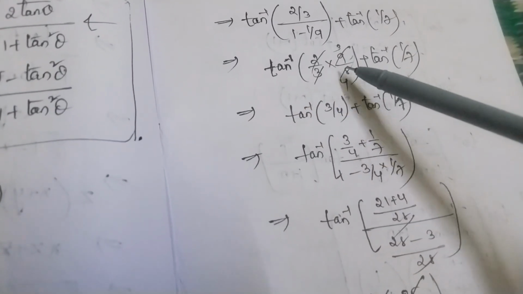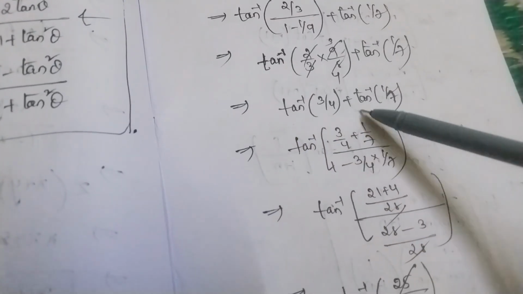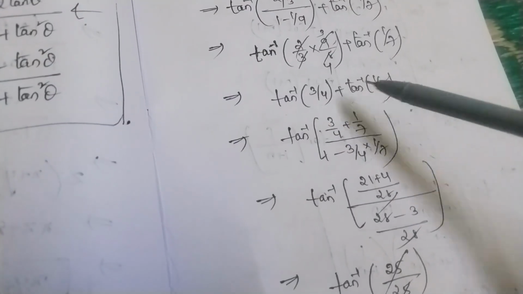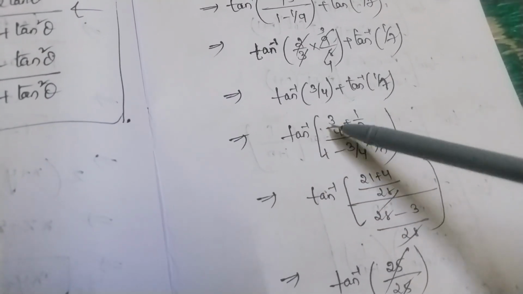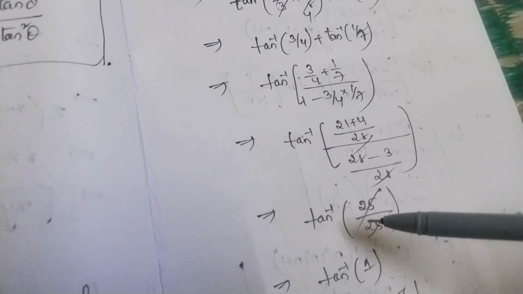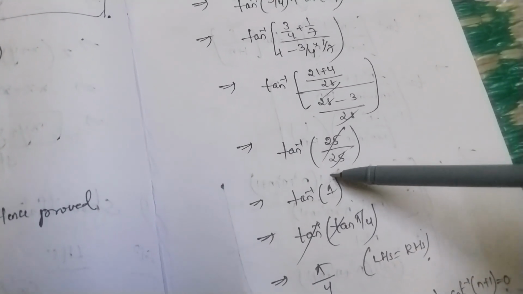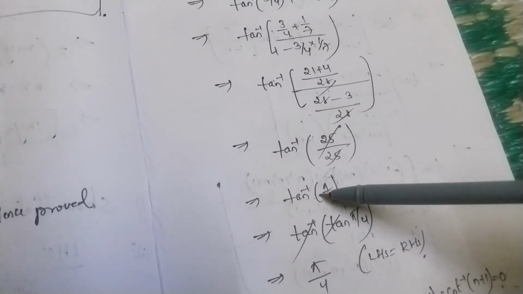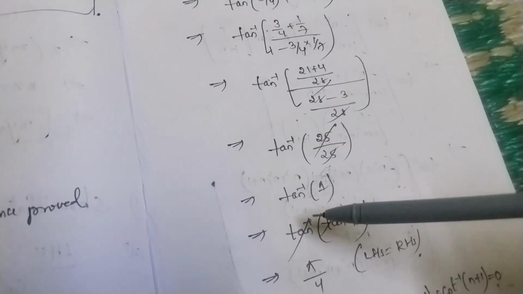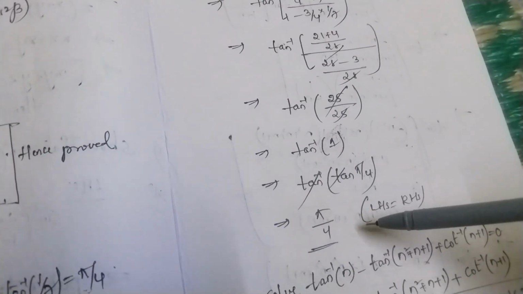So the 3s get cancelled. Then we get tan inverse of 3 by 4 plus tan inverse of 1 by 7. So once again it is the form of tan inverse x plus tan inverse y. So tan inverse of, apply the formula x plus y by 1 minus xy. After taking the LCM and cancellation of everything, finally we are left with tan inverse of 25 by 25, which is nothing but 1. So which theta value of tan is 1? That is tan of pi by 4. This tan inverse and tan get cancelled, and we are left with pi by 4, which is nothing but RHS, hence proved.